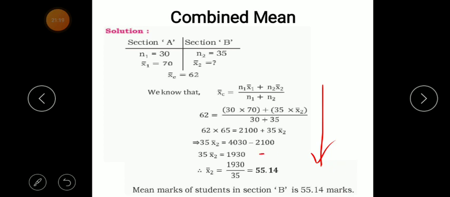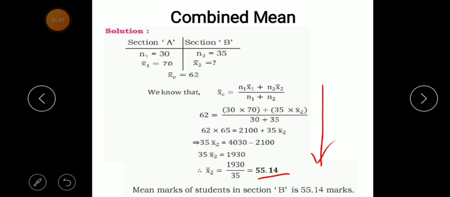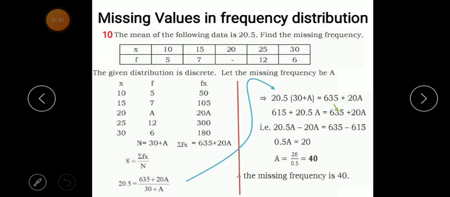So this is 1930, and this is 35 into x2 bar. Now I'm sending 35 to this side. It becomes division because it was multiplied: 35 multiplied by x2 bar it was, so it has become division. So 1930 divided by 35 is equal to 55.14. So the mean marks of students in section B is 55.14. This is how you have to calculate the combined mean if they have given this. So this is about combined mean.